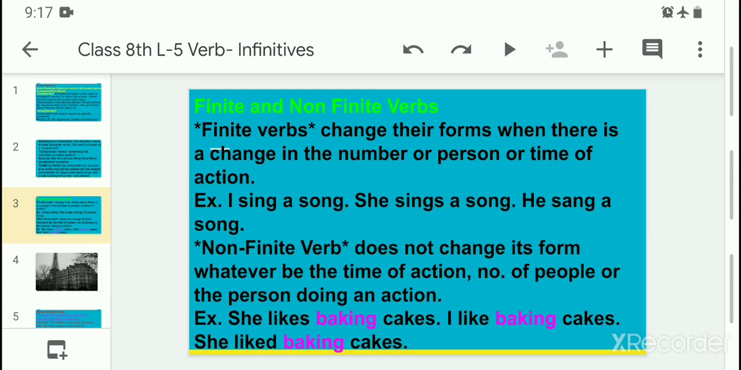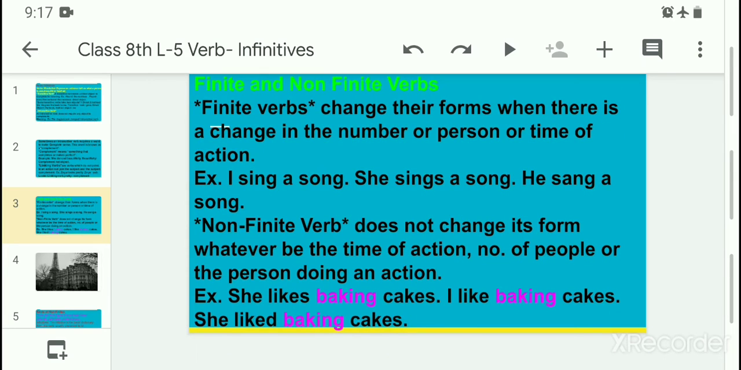In the above example, finite verbs change in every condition. Every condition means these three conditions, and non-finite verbs do not change, okay? Non-finite verbs do not change, okay? Its form, baking, is same here.